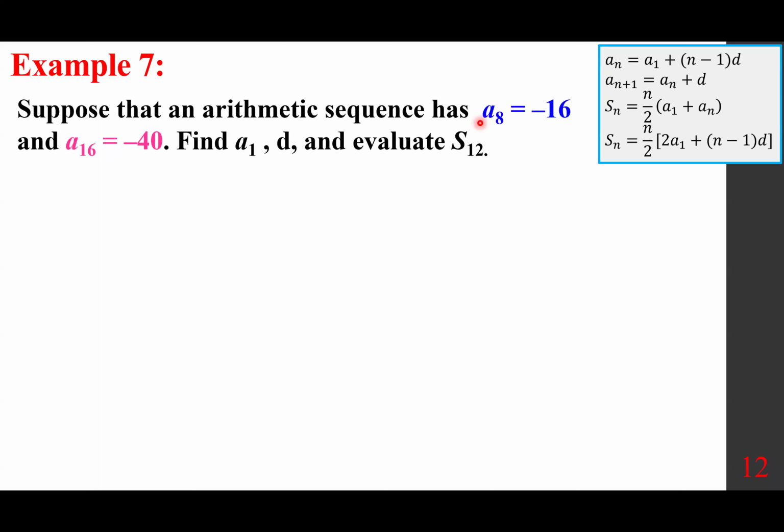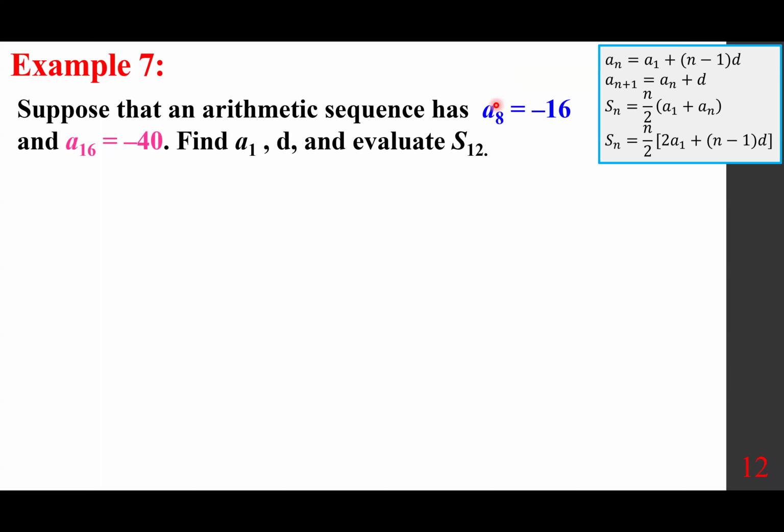Suppose that an arithmetic sequence has A sub 8 equals negative 16, A sub 16 equals negative 40. Find A sub 1 and D and evaluate S12. Again, if you're dealing with an arithmetic sequence, it is known when we have these two pieces, everybody. What is the first term? What is the difference? That's all. And this, in essence, is giving us a system of equations. Two equations, two unknowns.